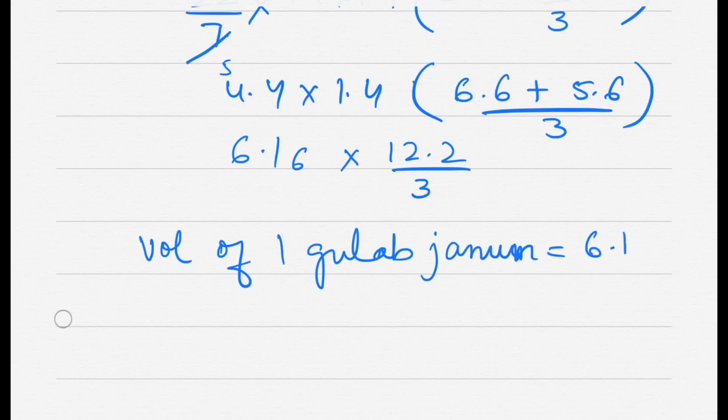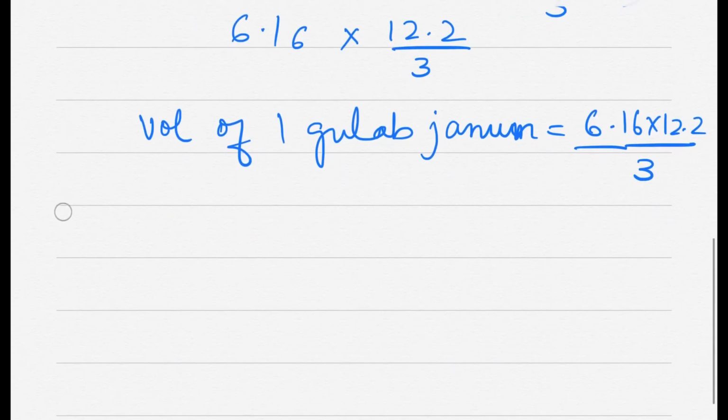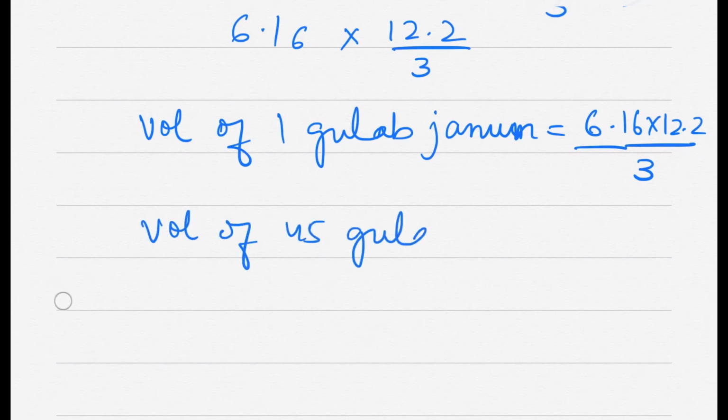is equal to 6.16 into 12.2 divided by 3. Okay, I'll just keep it like that. I know I can do the calculations, but because I have to find for 45 gulab jamun, so I'll keep it, so my 3 will get cancelled, so my calculations will reduce. Okay, so now volume of 45 gulab jamuns.